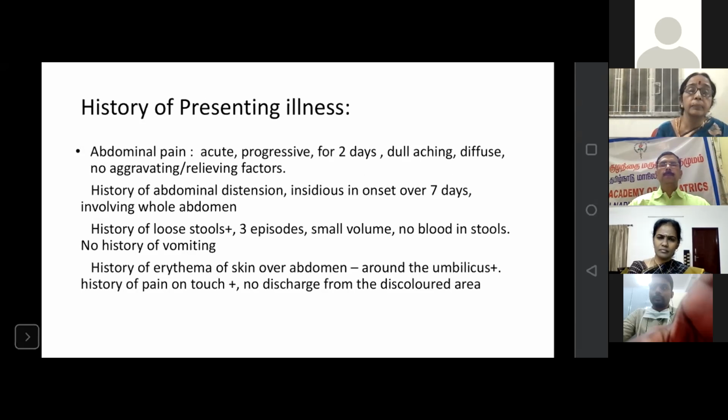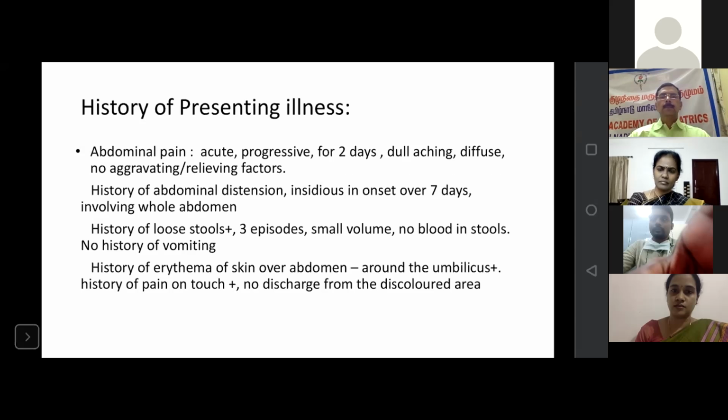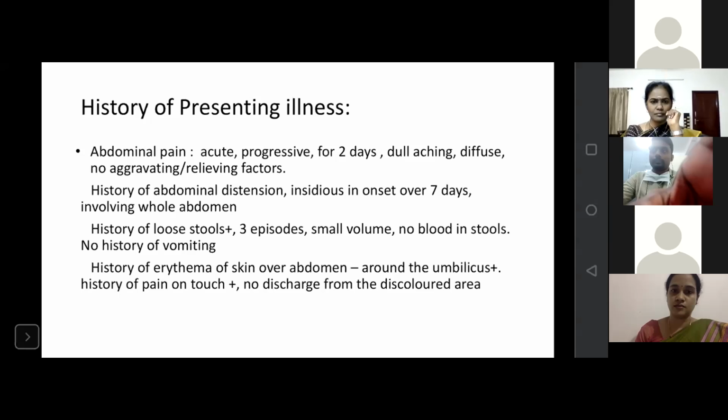The abdominal pain was acute in onset, progressive in nature, and present for the past 2 days. It was a dull, aching type of pain. It was diffuse in nature. There were no aggravating or relieving factors. This pain was associated with an abdominal distension, which was present over the past 7 days and was insidious in onset, involving the whole abdomen, and it was not specific to any single part of the abdomen.